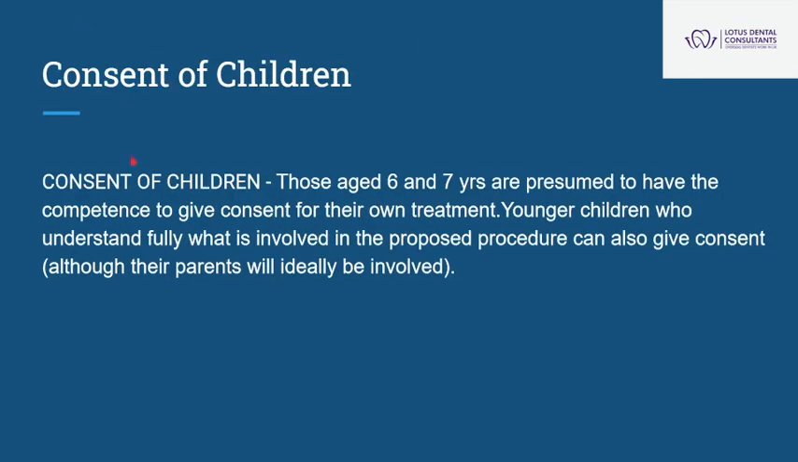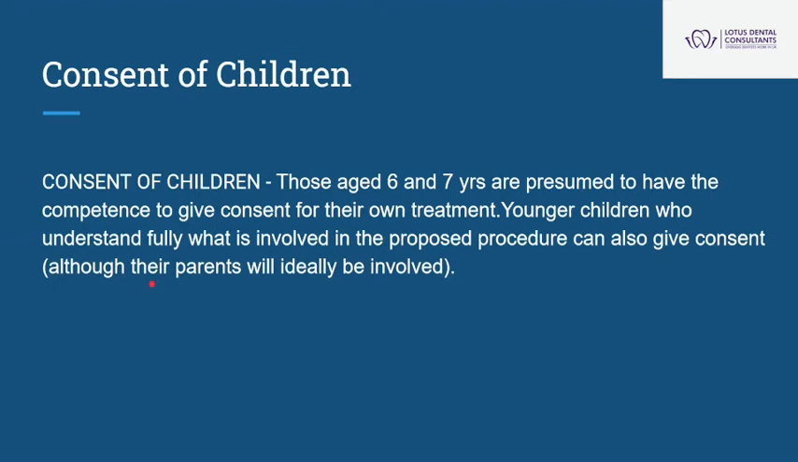Consent for children: those aged 6 to 7 years are presumed to have the competence to give the consent for their own treatment. Younger children who understand fully what is involved in the proposed procedure can also give the consent. Ideally, their parents should be involved. But if they say, yes, we understand what's going to happen today, they can also give consent for their treatment. But ideally, parents are responsible, so both parents should give the consent.